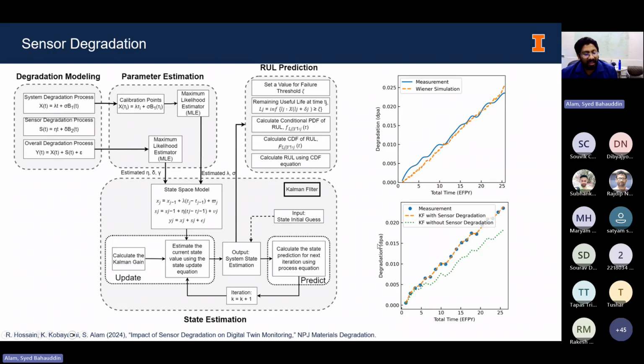So we captured that, and the plan is, with those data which are degraded, can we still predict the same thing for the digital twin that has been predicted earlier? So this is one of the works that we plan on working on.